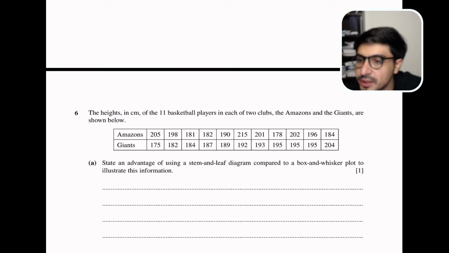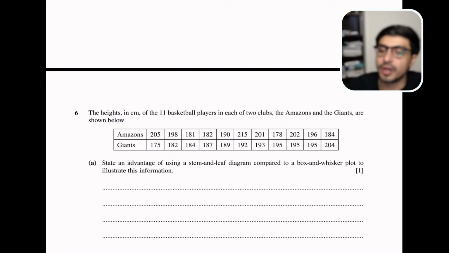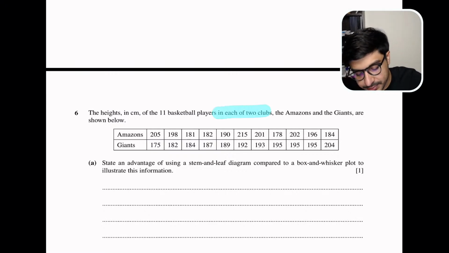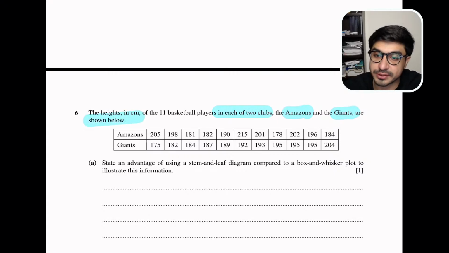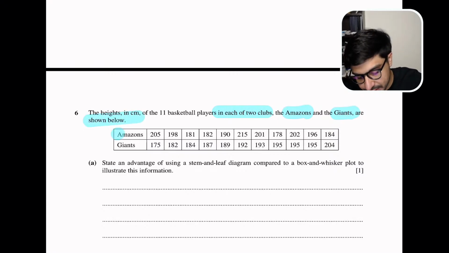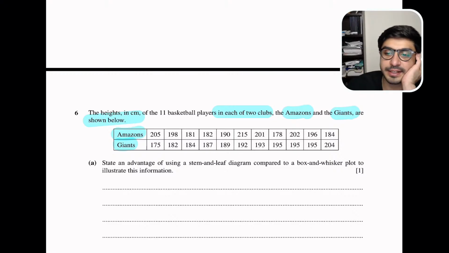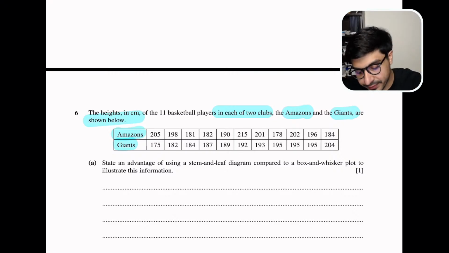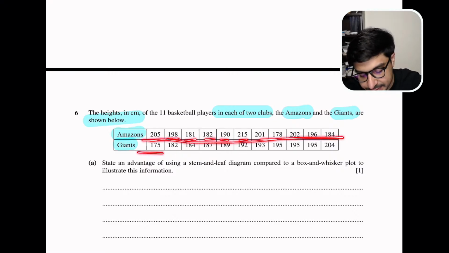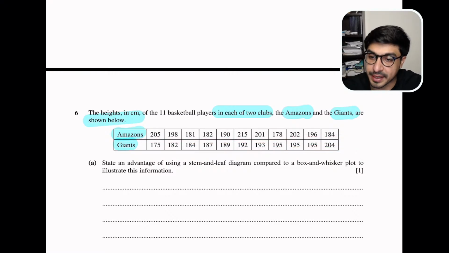So they're saying the height in centimeters of 11 basketball players in each of the two clubs. There are two clubs, Amazons and Giants, and they are shown as the length over here. So Amazons और Giants का length दिया हुआ है. So it's going to be 205, 198, 181, 182, 190, and then this is how the lengths over here are being made, right?